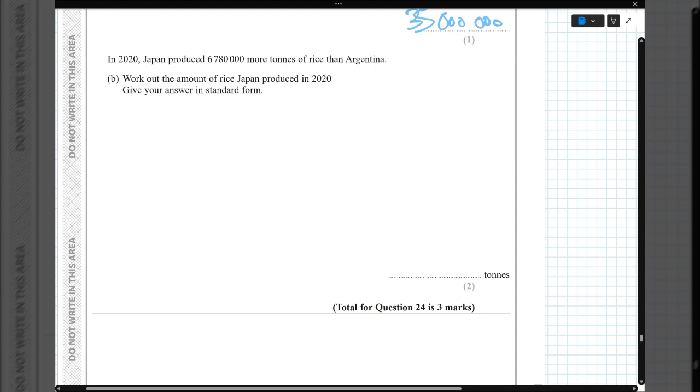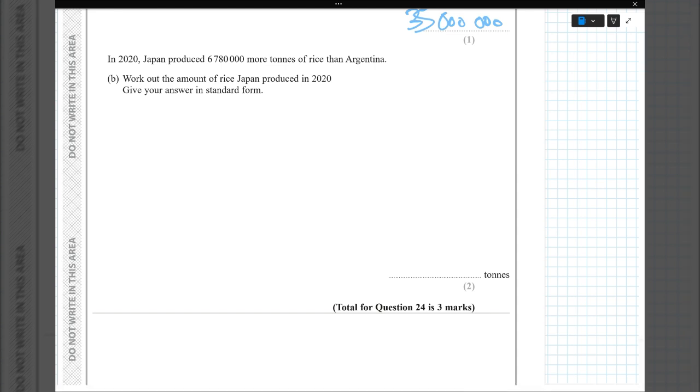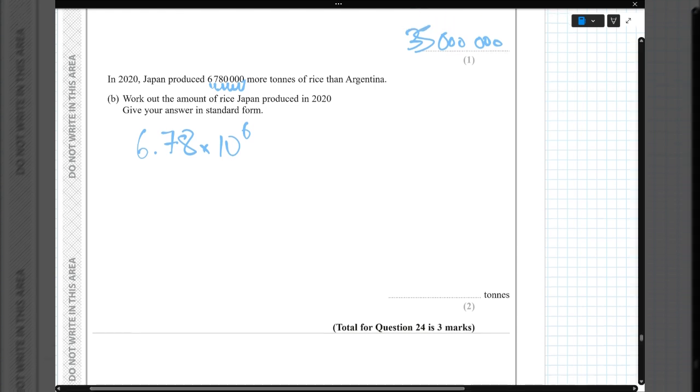Okay, in 2020, Japan produced 6,780,000 more tons of rice than Argentina. Work out the amount of rice Japan produced in 2020. Give your answer in standard form. So we're going to turn that number into standard form. That is 6.78. 1, 2, 3, 4, 5, 6 times 10 to the power of 6.